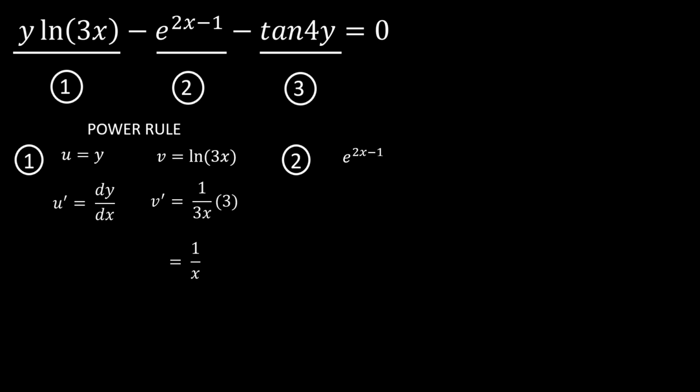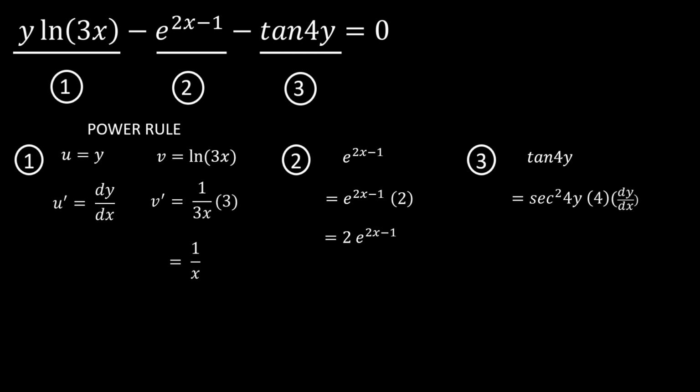Part 2, exponential power of 2x minus 1, we differentiate it and then we get exponential power of 2x minus 1 times 2, so equal to 2 exponential power of 2x minus 1. Part 3, tan 4y, we differentiate tan 4y equal to secant squared of 4y times 4, and then we must times dy over dx. So 4 secant squared of 4y times dy over dx.